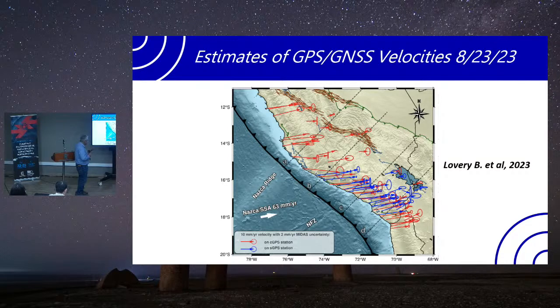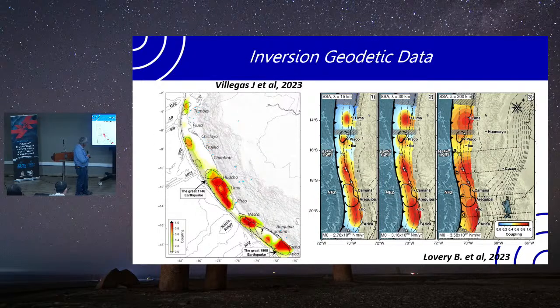And this is from Lovery et al. 2023, because he's a PhD student from the University of Grenoble. So he's currently working with the full set since 2007 to 2023, obtaining these velocities and doing the inversion. That's why I'm not dealing directly with that now. And it's a JGR paper submitted to JGR.